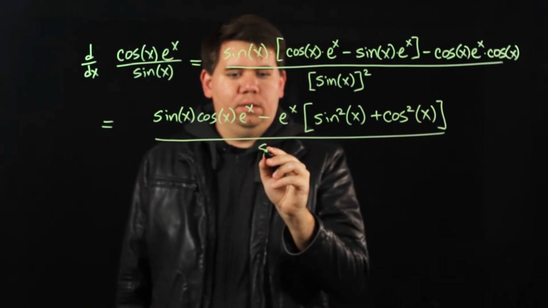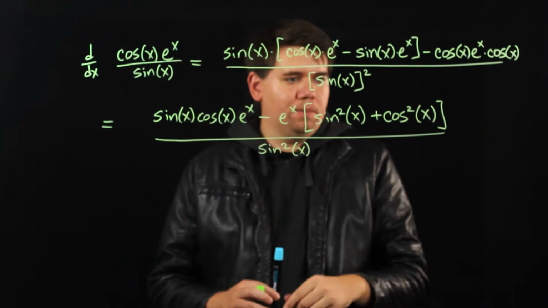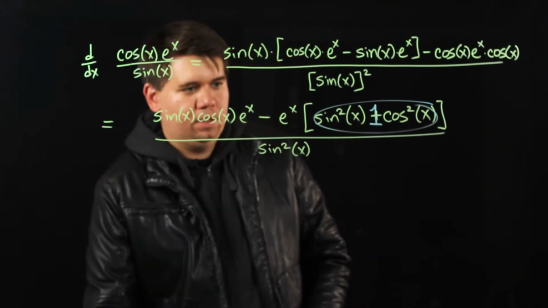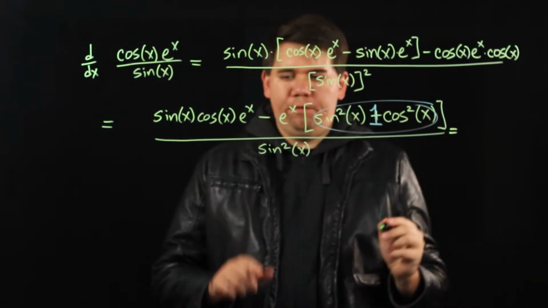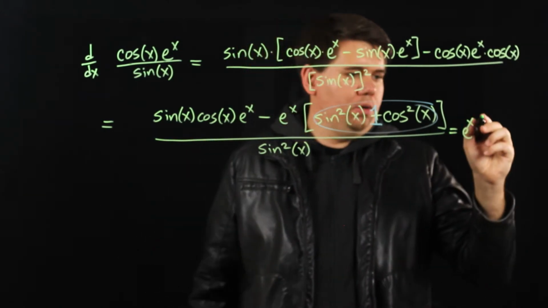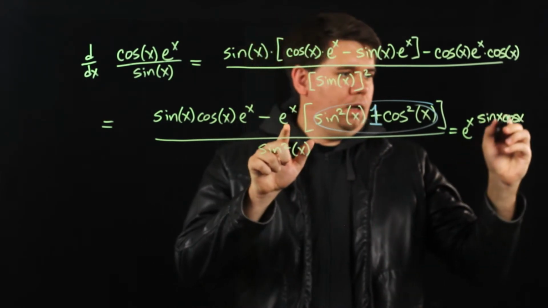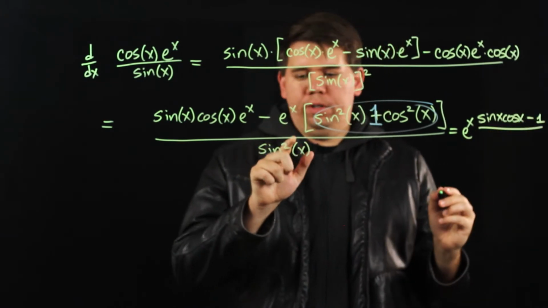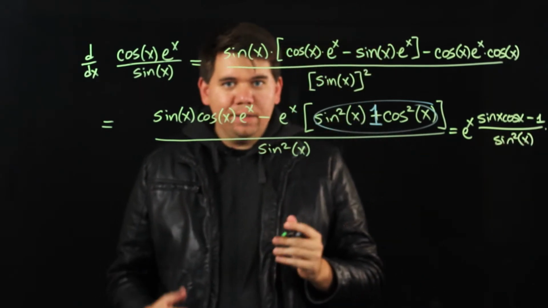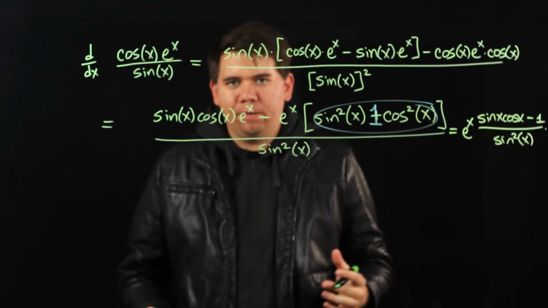All over sine squared x. And of course, whenever you see the sine squared plus cosine squared, you know that that just simplifies to 1. So what you're really left with, if we pull out this e to the x, I have e to the x times sine times cosine minus 1 all over sine squared of x. Okay, that's pretty good. That's fine. That's a fine solution. What if we wanted to avoid the mess of using the quotient rule?